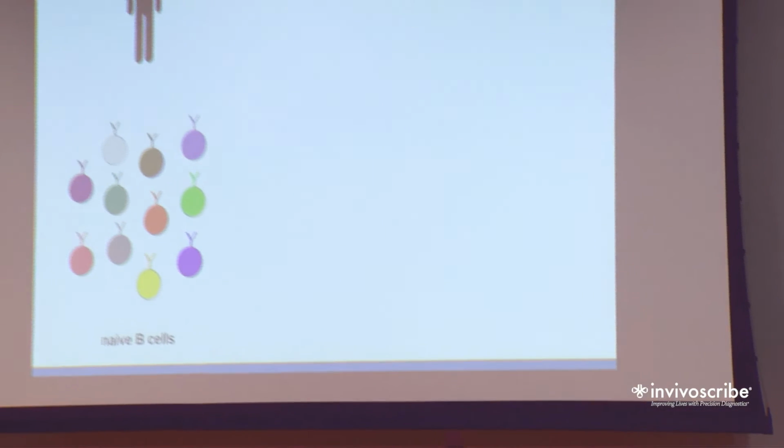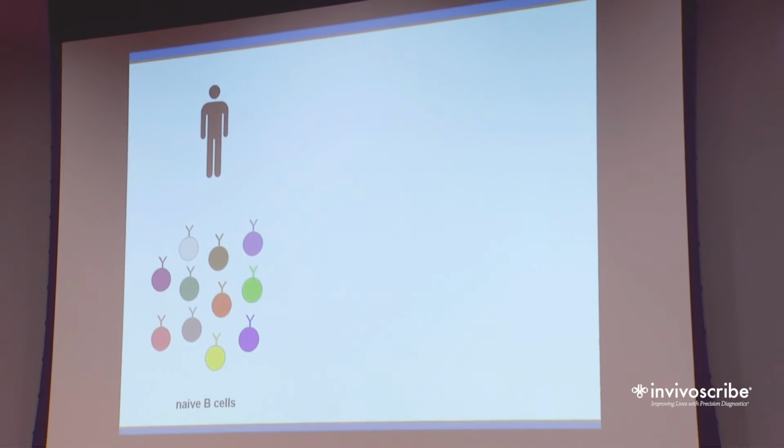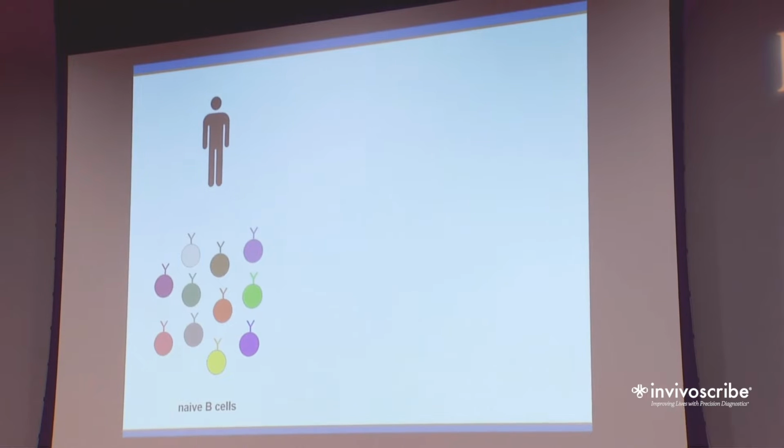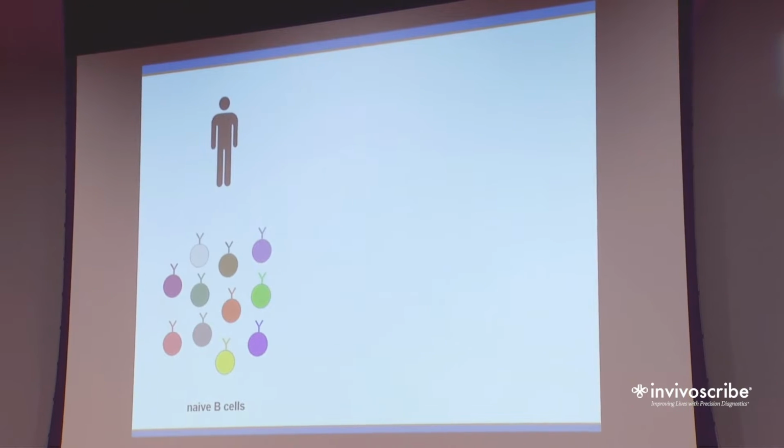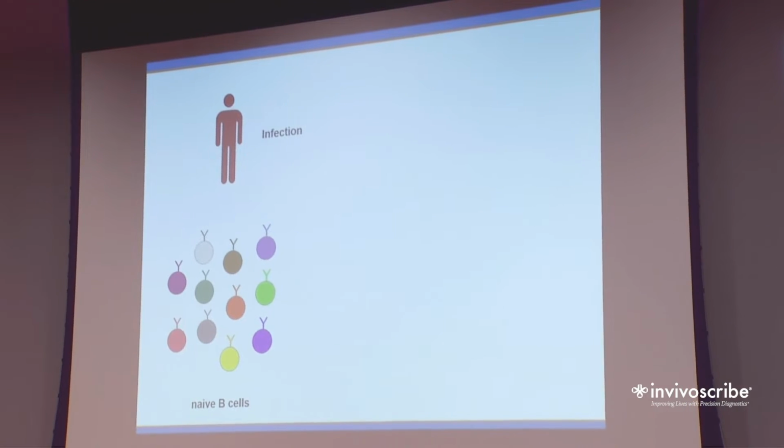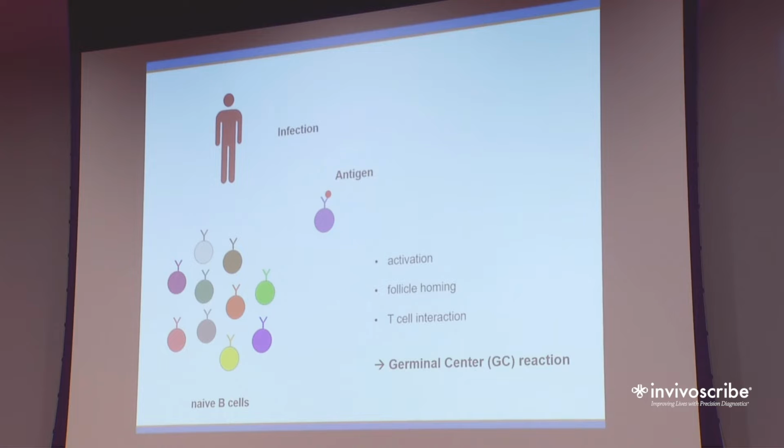This is supposed to be a healthy human, and a healthy human is full of naive B-cells. Please don't think they have different colors, but they have different antigen receptors with unique specificities. And upon an infection, you can see this human now turn red because he's infected. Part of these naive B cells may be selected via antigen contact, get activated, home to the follicles, and then receive T cell interaction to undergo a germinal center reaction.